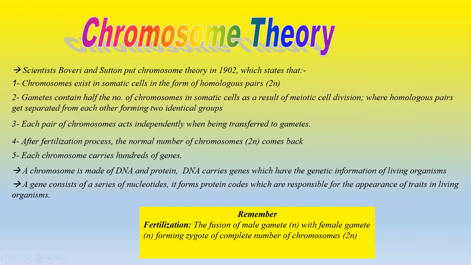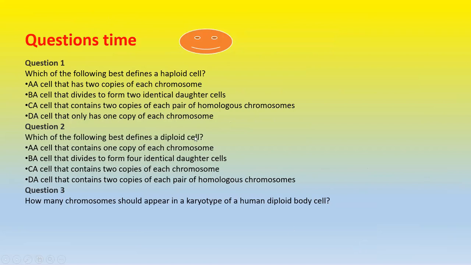Okay, remember, fertilization is the fusion of the male gametes, which are n, with the female gametes, which are also n, forming the zygote with a complete number, 2n. Okay, let's start our questions.